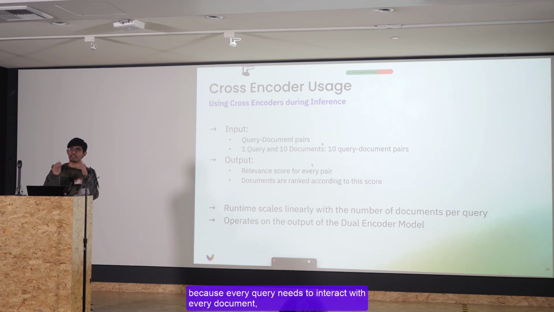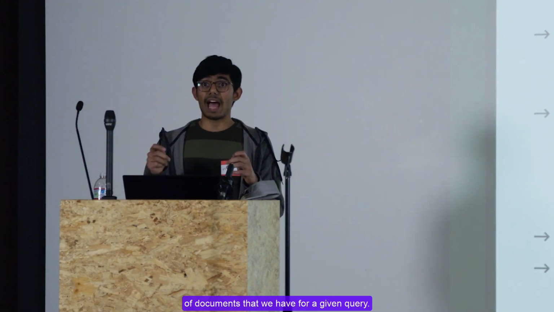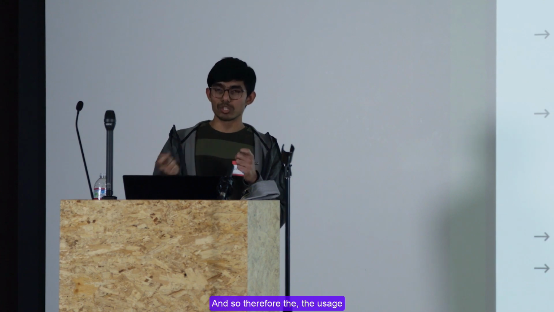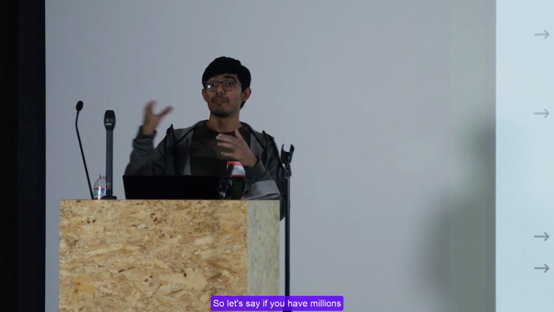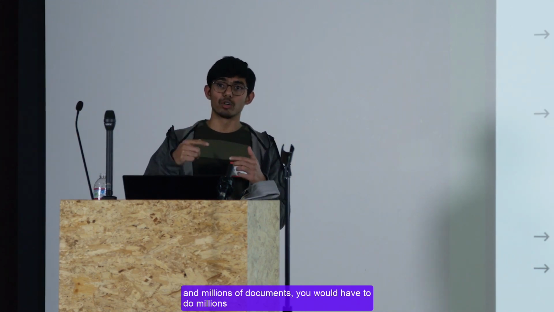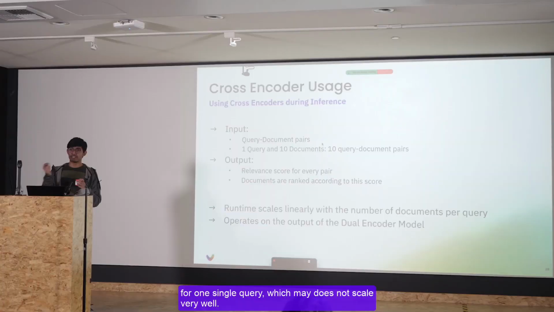Because every query needs to interact with every document, you can see that the runtime scales linearly with the number of documents that we have for a given query. Therefore, the usage of these models is much more limited, as it would not scale. So if you have millions and millions of documents, you would have to do millions and millions of passes through the model for one single query, which does not scale very well.